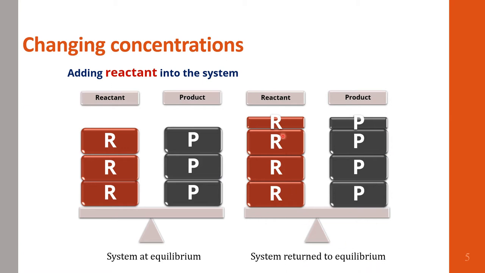And you can see that the amount of reactant that we added was used to produce some product. The total amount of reactant at this point will be more than the previous one, and also the amount of product at this new equilibrium is higher than the amount of product before.